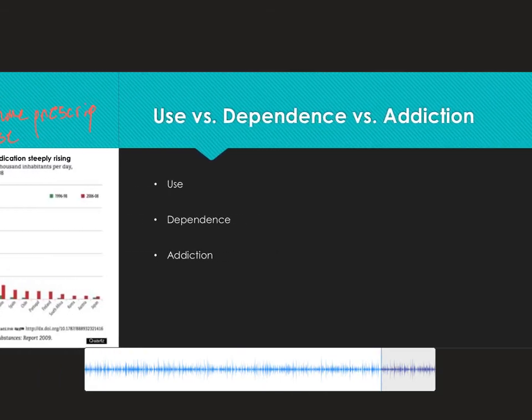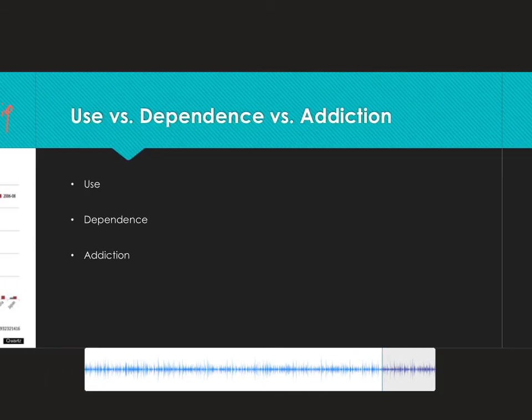So let's look at another use versus dependence versus addiction example. Jeremiah is a 19-year-old student who is just prescribed 5 milligram pills of Ritalin after being diagnosed with ADHD. Use would be Jeremiah using his Ritalin appropriately. He takes his first pill 30 minutes before breakfast and 30 minutes before lunch.